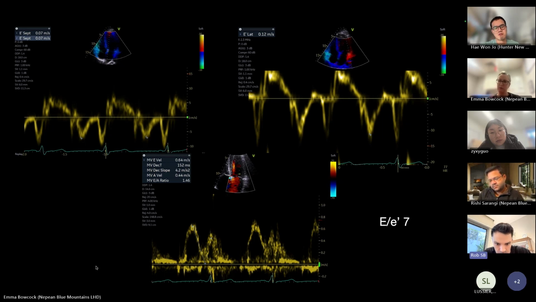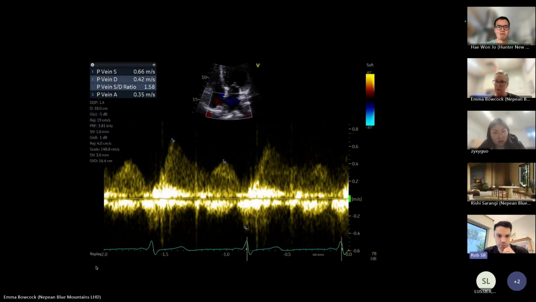And then looking at the inflow velocity, it's in the normal range, deceleration time is okay, and the E/A ratio is normal. So with normal left atrial size, normal relaxation velocities, and normal inflow velocities and ratio, I'd suggest that there's no suggestion here of raised left atrial pressure.